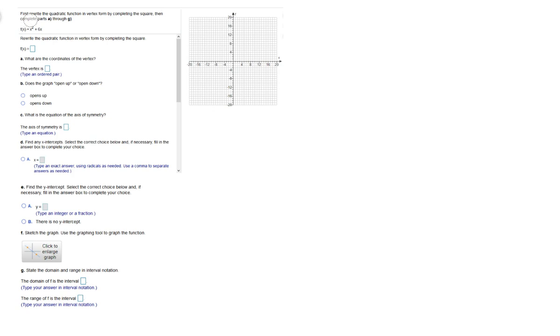This question says, first rewrite the quadratic function in vertex form by completing the square, then complete parts A through G. So first we want to rewrite using completing the square. So my function is f of x equals x squared plus 6x.